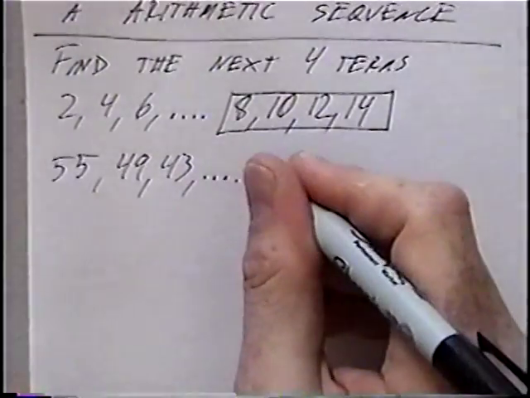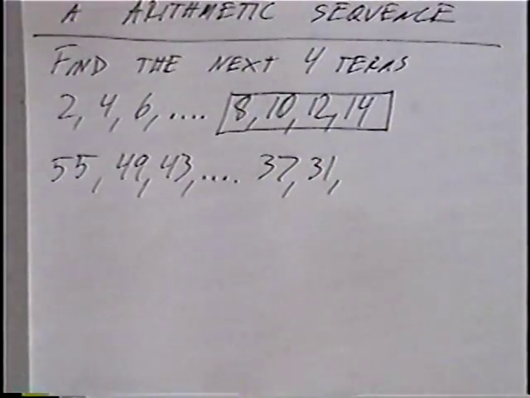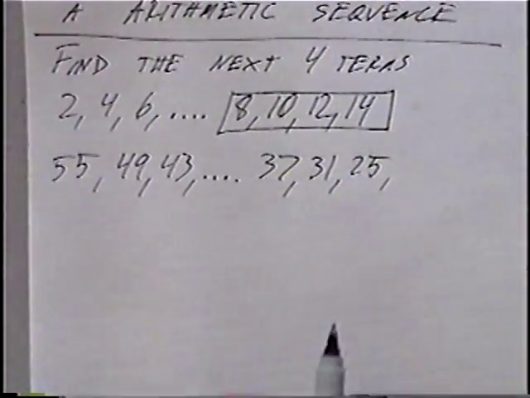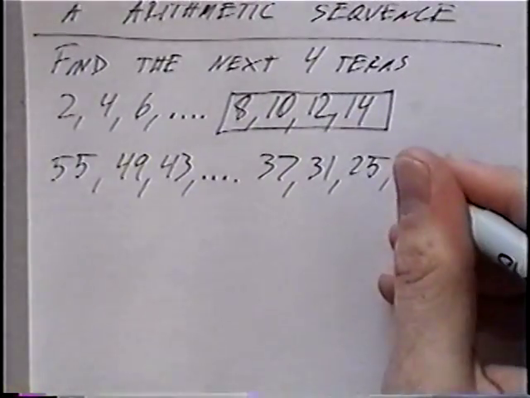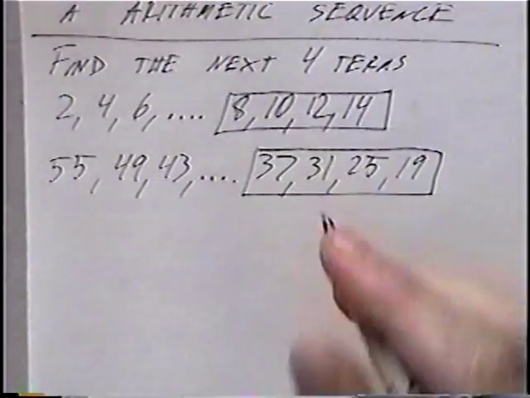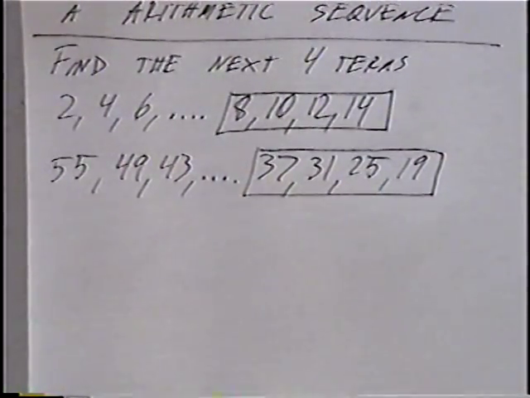43 subtracting 6 would be 37. Subtracting 6 again would be 31. Subtracting 6 again is 25. And the last term, the fourth term we'll find, would be 19. So the next 4 terms in this sequence would be 37, 31, 25, and 19.